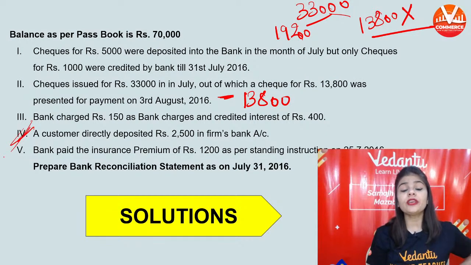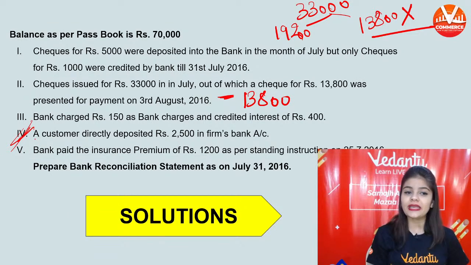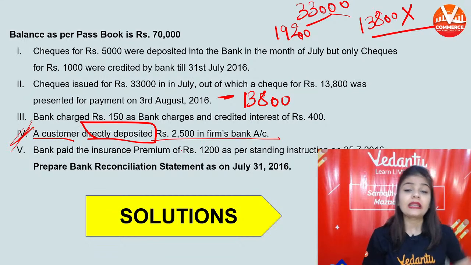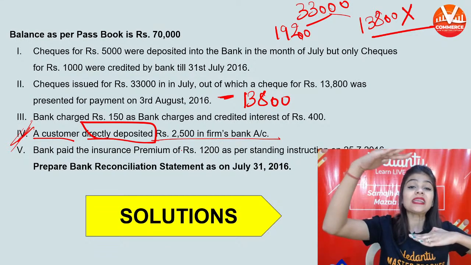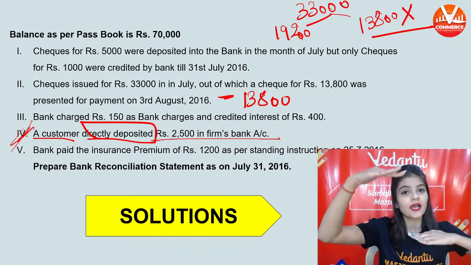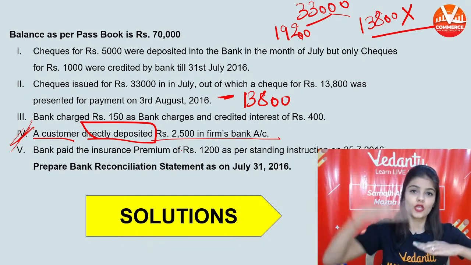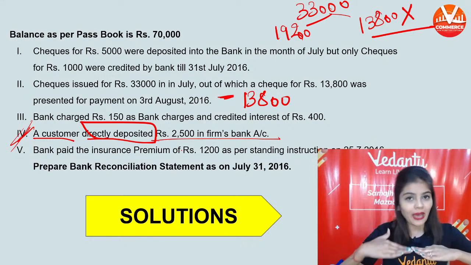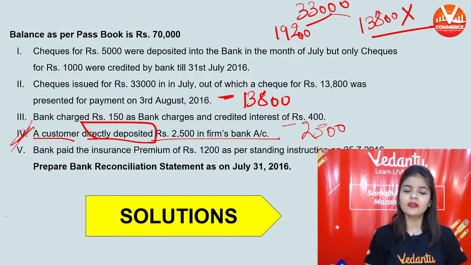Now coming on to the fourth transaction. Third we have already covered. So fourth transaction is a customer directly deposited 2,500 in firm account. एक कस्टमर ने डायरेक्टली आपके अकाउंट में डिपॉजिट कर दिया. It means your passbook is increased by 2,500 and it is not recorded in the cash book because customer directly deposited in the bank. So your passbook is increased. Now what you will do in passbook? You will minus 2,500. क्या करेंगे? मैम माइनस कर देंगे 2500.